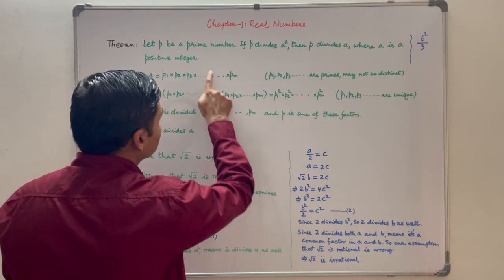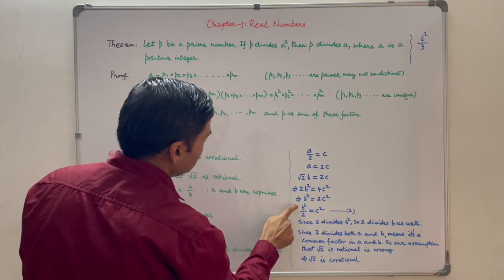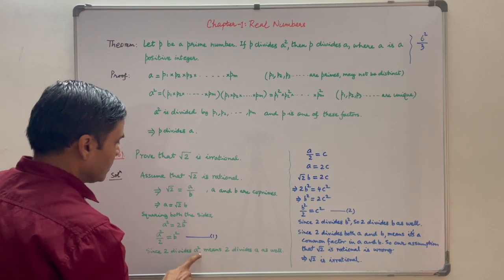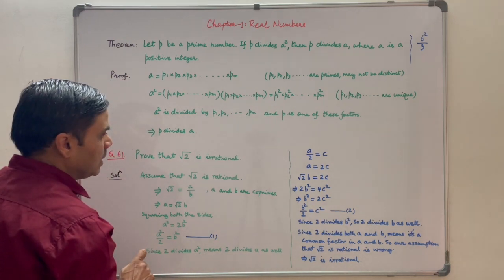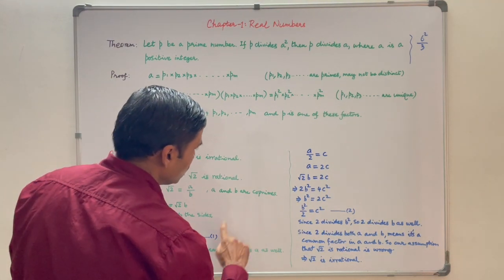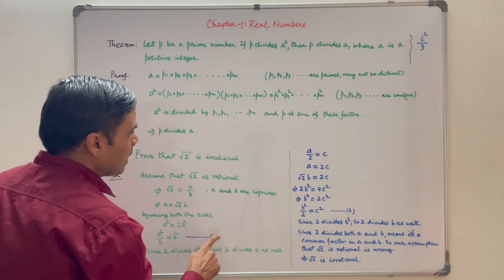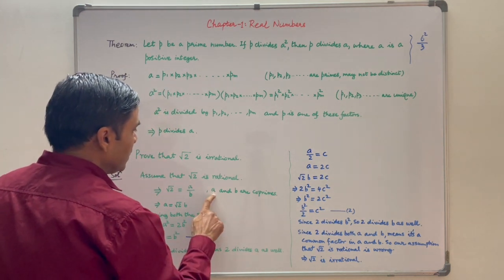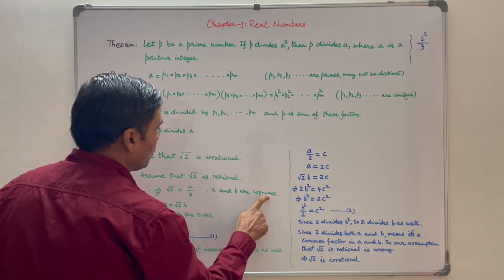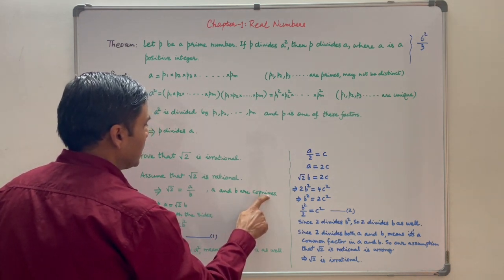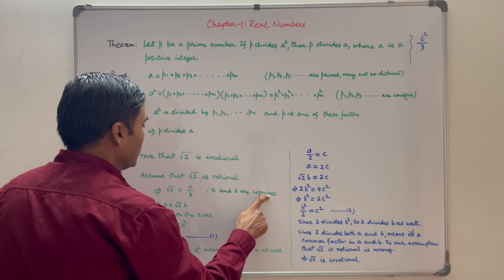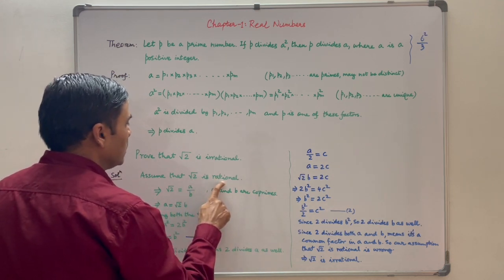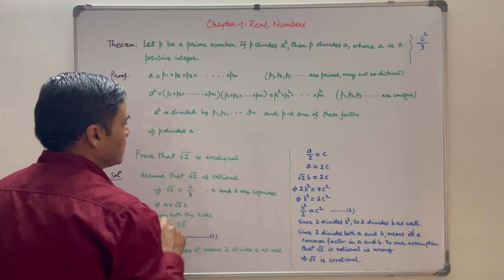Now again, as per this theorem, if 2 divides B square, then 2 should divide B as well. Here we are saying 2 divides A as well. That means combining these two, we can say that A and B have a common factor 2. And here we have assumed that A and B are co-primes, which means they don't have any factor common other than 1. So our assumption that root 2 is rational is wrong. So root 2 is irrational.